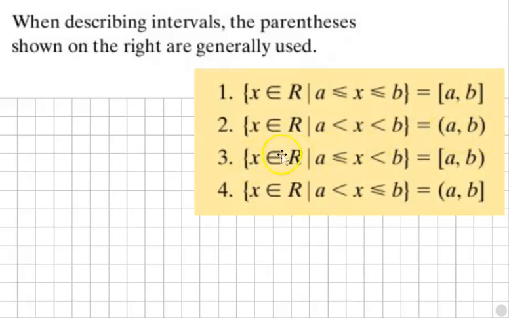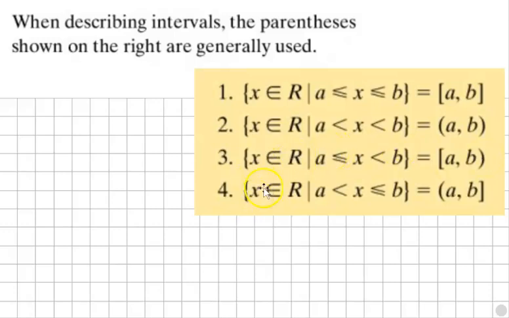Or we could have x as an element of the real number set where x is greater or equal to a but less than b. So we'll have a comma b, but we'll have a square bracket representing greater or equal to, and we'll have a curved bracket representing less than b. So if there's a curved bracket, it does not actually equal to b, or whatever the value is.